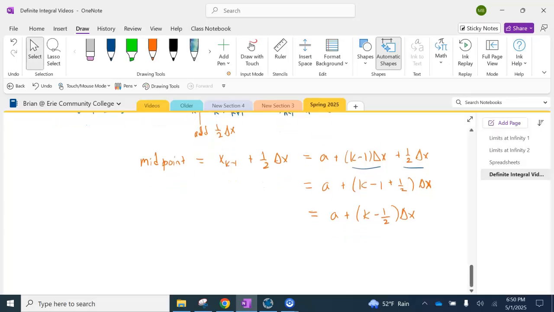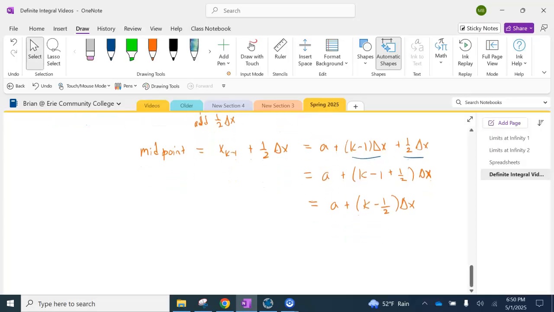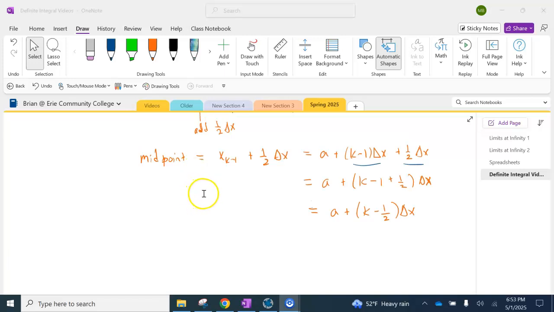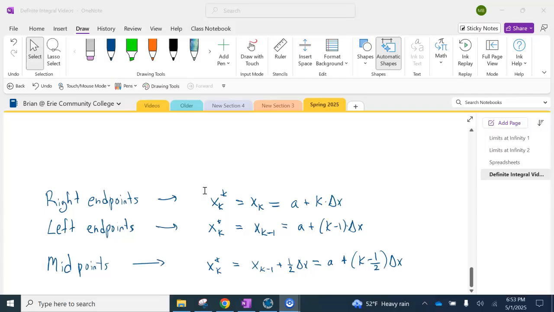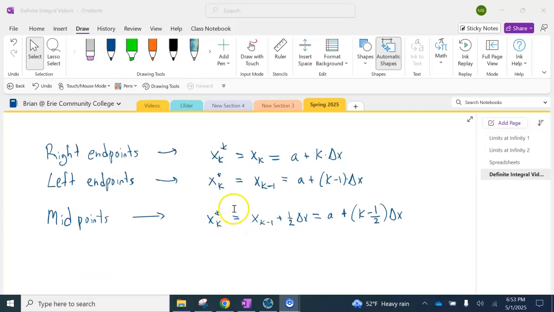All right, so let's gather these results together and summarize them, which I've got written out down below. We're not going to do this a lot, but we're going to do a few examples where we use the limit definition for the definite integral, or the net signed area, and we need to express the left endpoints, right endpoints, and midpoints in that Riemann sum. So we need to know what that number, x sub k star, is that we're plugging in.